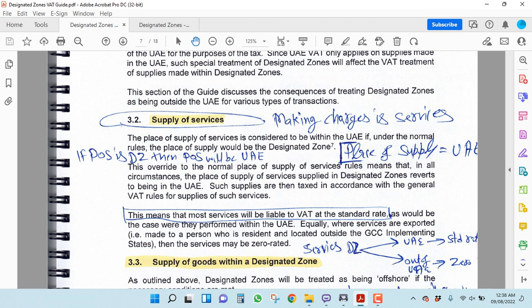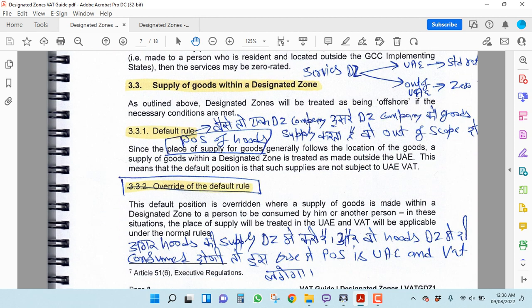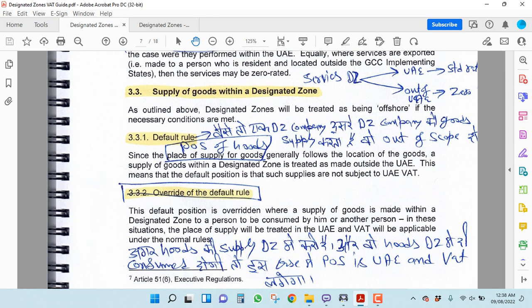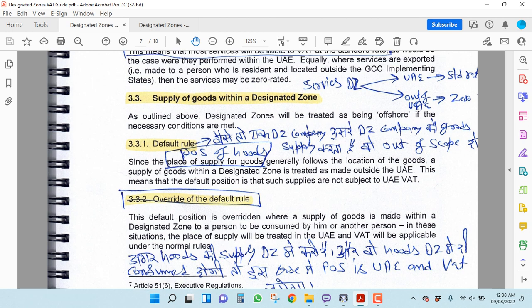If services are provided by a DZ company to a UAE company, then it should be charged at the standard rate. If a DZ company is providing services outside the UAE, outside the GCC implementing states, then it will be an export of services at a zero rate. Point number 3.3. Now the main discussion will start.